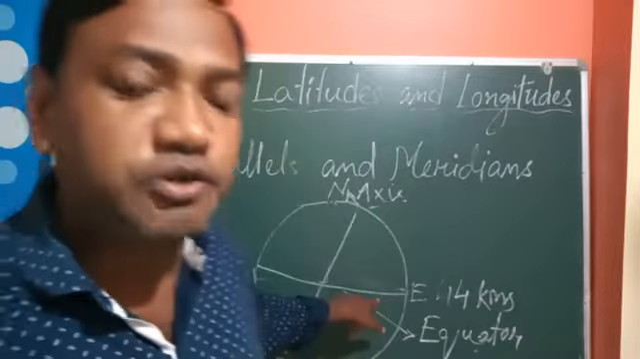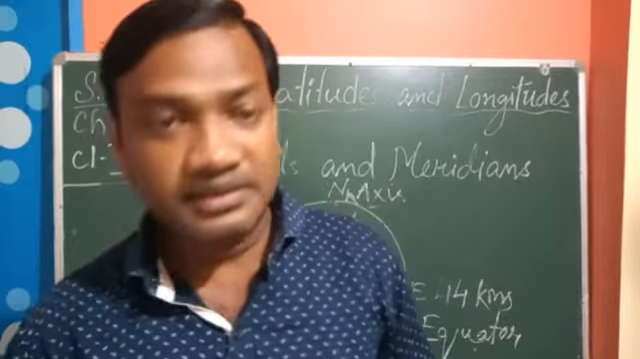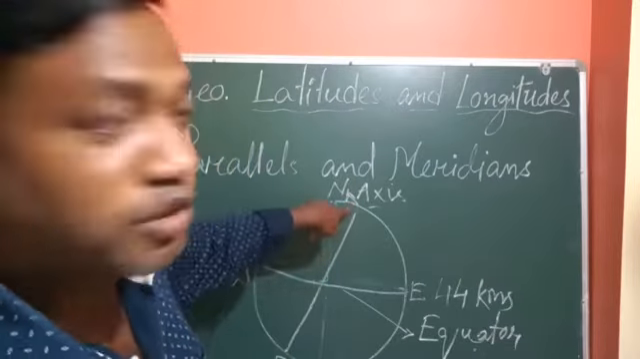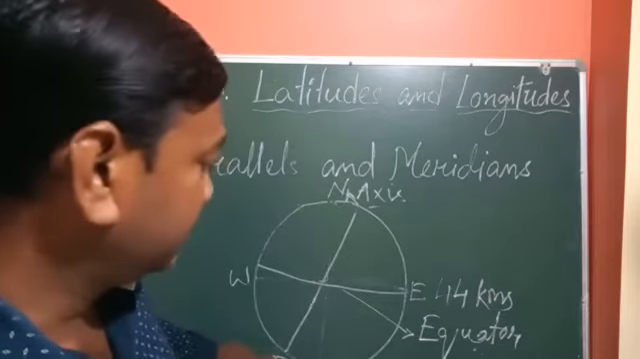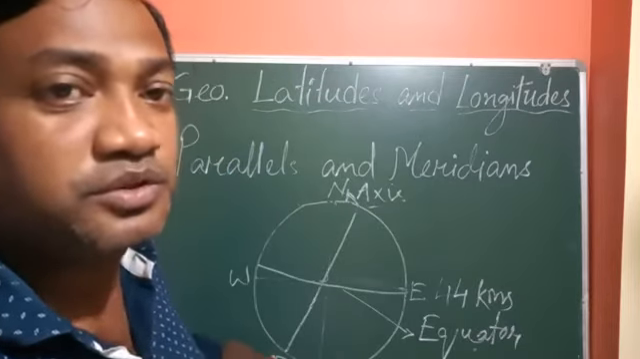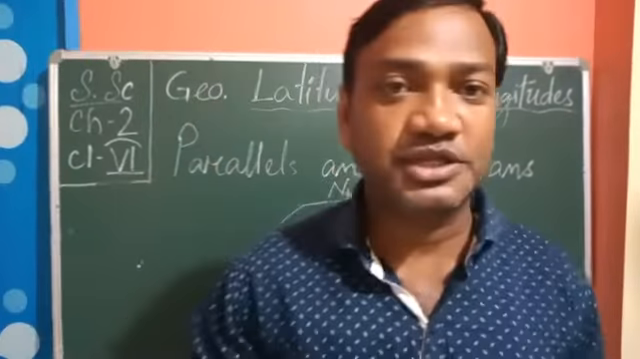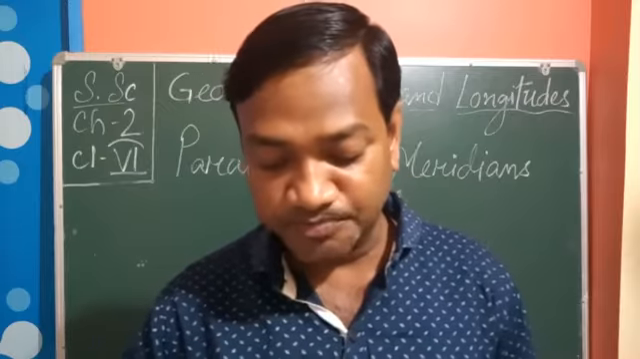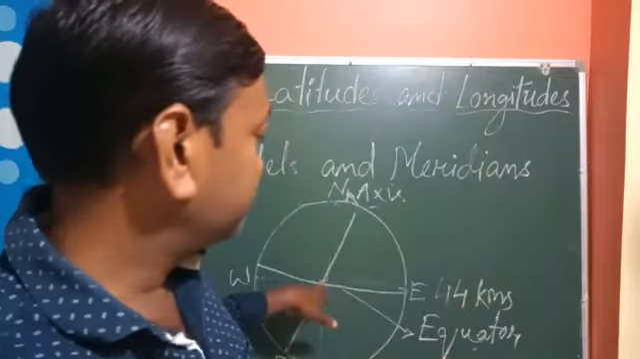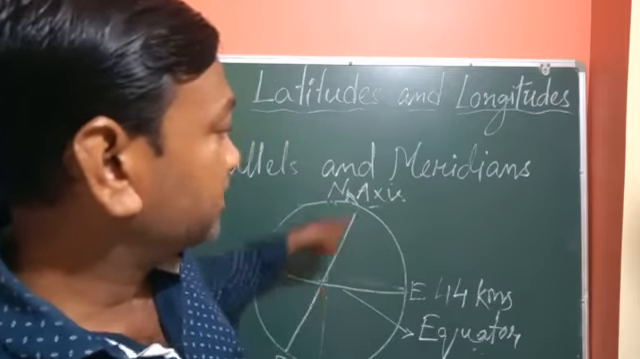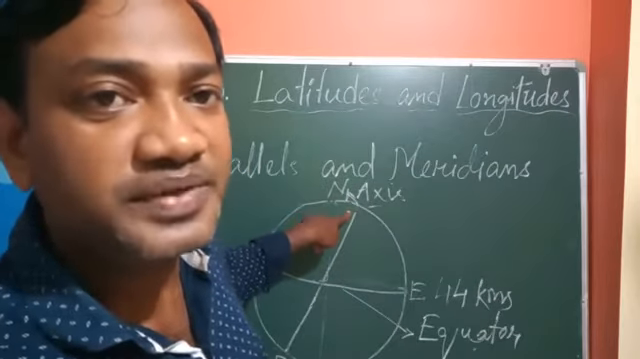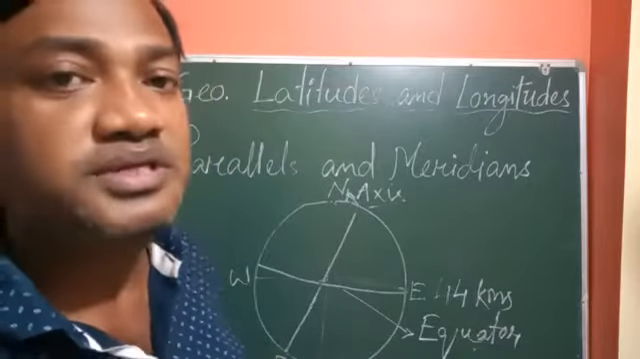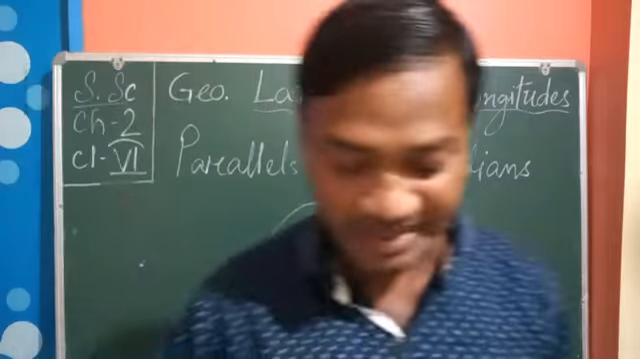This line is called the equator, and we find two hemispheres. From here to here it is the northern hemisphere, and from here to here it is the southern hemisphere. So it creates two hemispheres. The part of the earth which is towards the north of the equator is called the northern hemisphere. That means the part towards the northern side is called the northern hemisphere, and the part which goes down is called the southern hemisphere. So these two hemispheres we find.